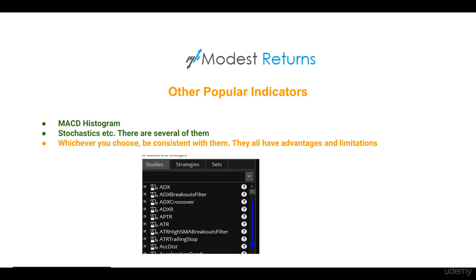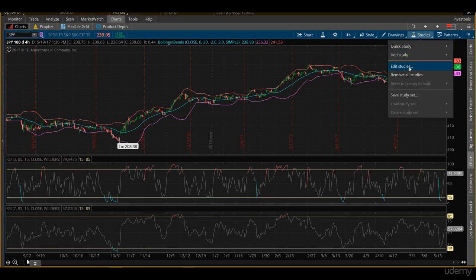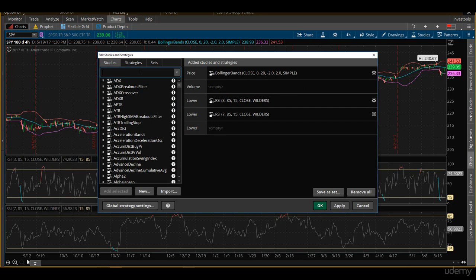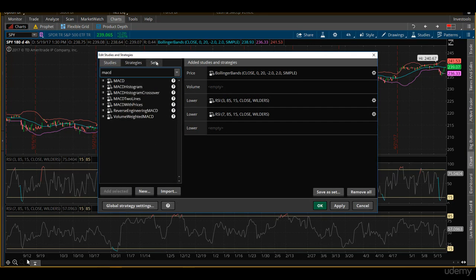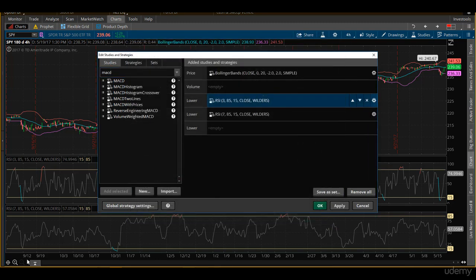So let me show you how to add them. All you have to do is on a Thinkorswim platform, just go to studies, edit studies, and whichever you want to add, say you want MACD, you can just add MACD, and you have to go to the widget and change the parameters as necessary.